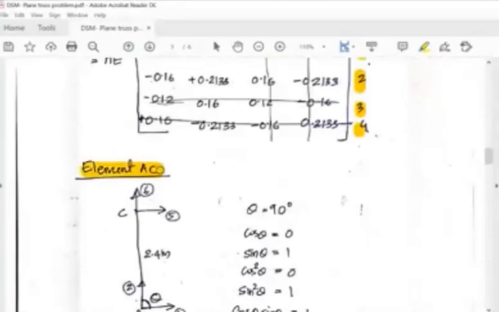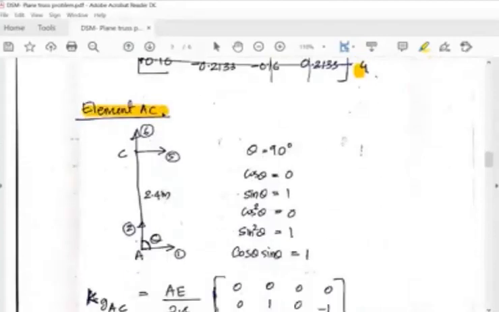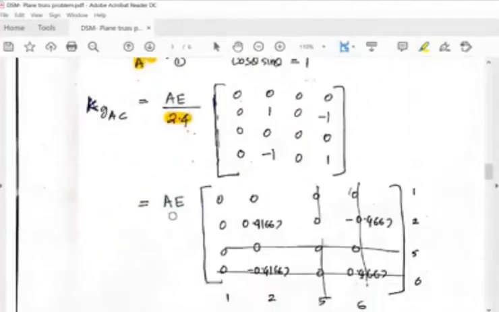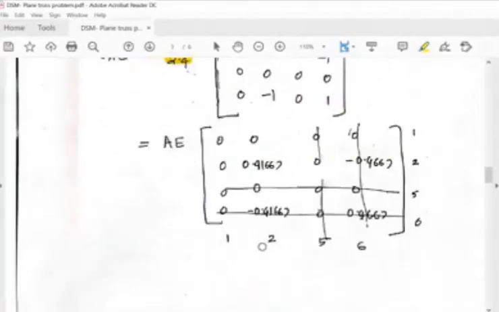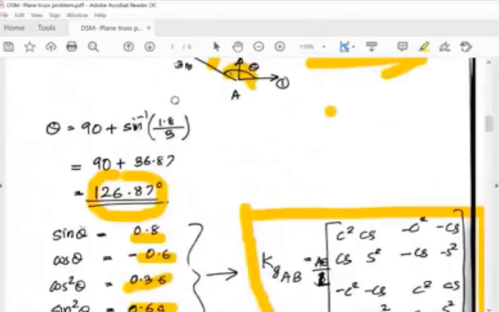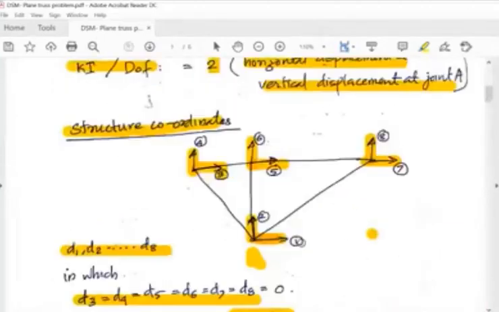Similarly, you can do it for element AC and element AD. When you take element AC, theta is the angle that this vertical member AC makes with the global x-axis, so theta is 90 degrees. You can find cos theta, sin theta, cos square theta, sin square theta, and cos theta sin theta, substitute in the equation, apply the value of L, take that L also into the matrix, and name the coordinates. For member AC, the coordinates are 1, 2, 5, and 6.